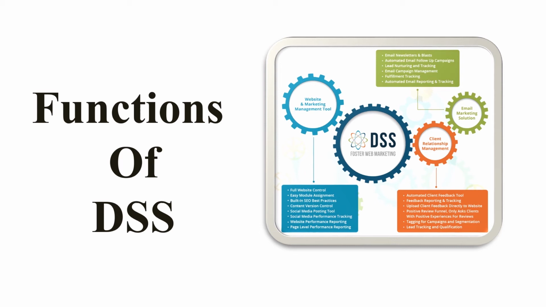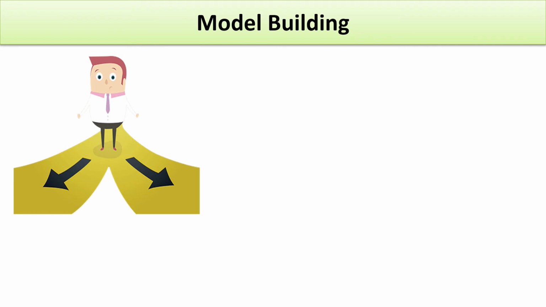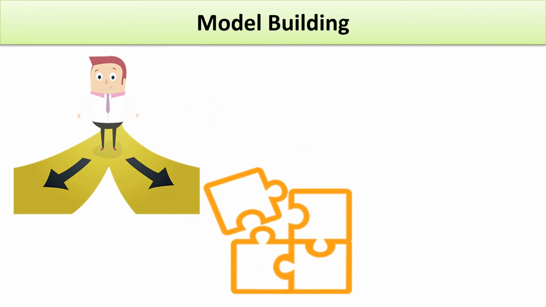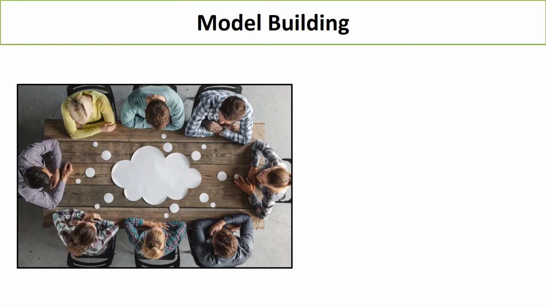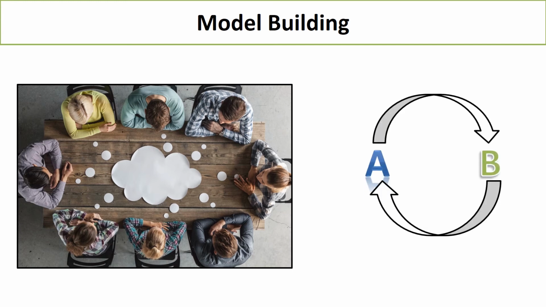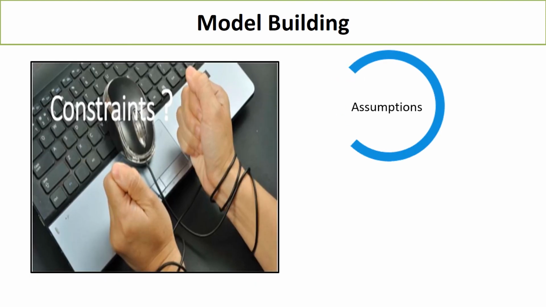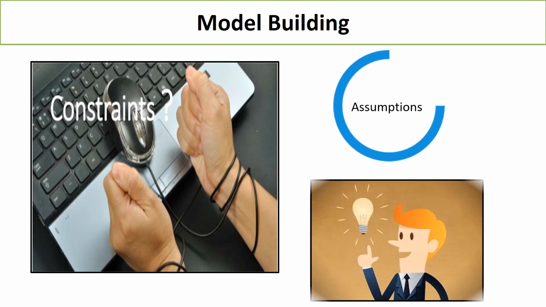There are 5 major functions of DSS. Let's try and discuss them one by one. Firstly, model building. This helps the decision makers to make the most suitable model for solving the problems and making appropriate decisions for the organization. While making the model, it takes into consideration input variables, interrelationships amongst the variables, problem assumptions, and various constraints that are to be applied. The model should be such that it covers and solves all problems under consideration.